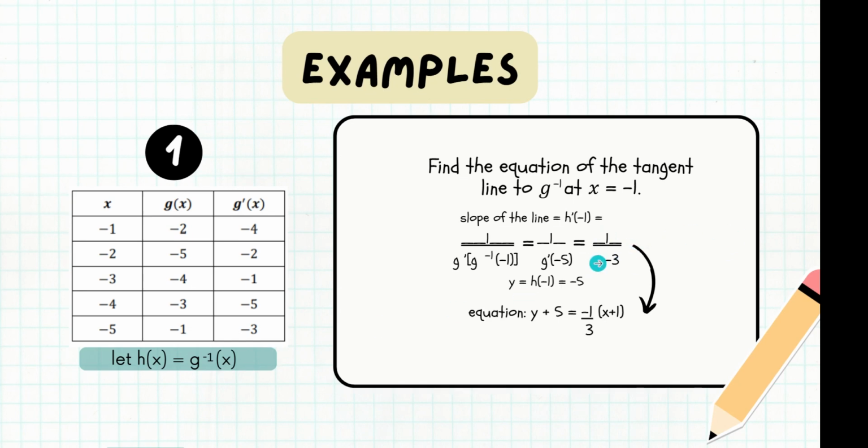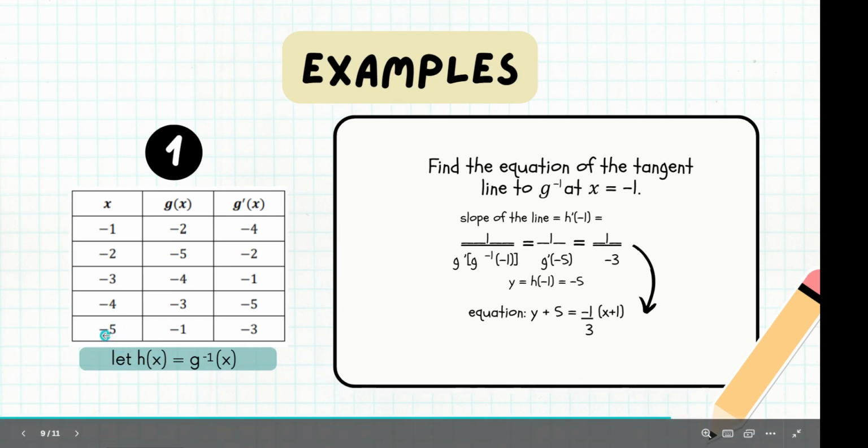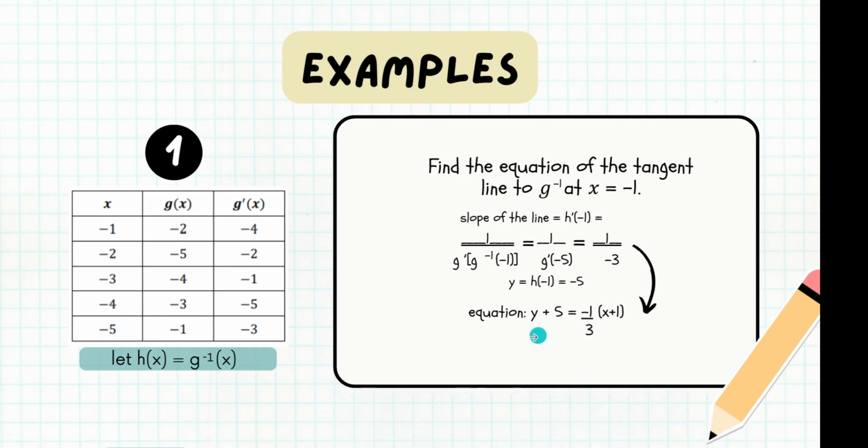So the slope we get is negative 1/3, and then using the point again, negative 1 is the x and negative 5 is the y, because we're dealing with the inverse of g of x, not g of x, and put it in point-slope form, and you get this answer.